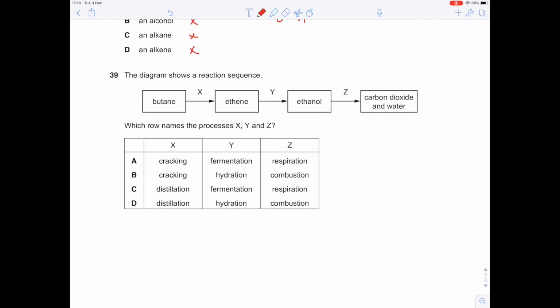The diagram shows a reaction sequence. Butane going to ethene, ethanol, carbon dioxide and water. Which row names the processes X, Y and Z? So if we're going from a longer chain to a shorter chain, then we definitely have cracking as X. Now if we're adding water to an alkene, then we're making an alcohol, and therefore we're having hydration. And then if we're burning it to produce carbon dioxide and water, then we're combusting. So which row shows these 3 in order? It's B.